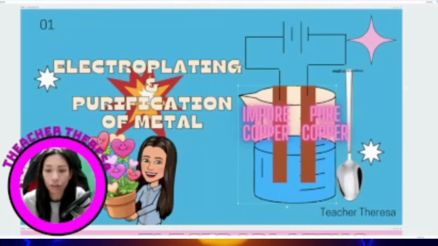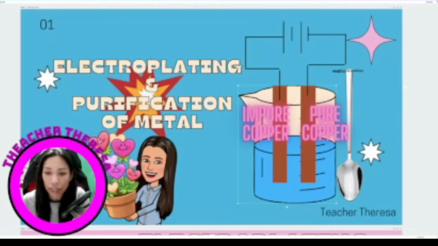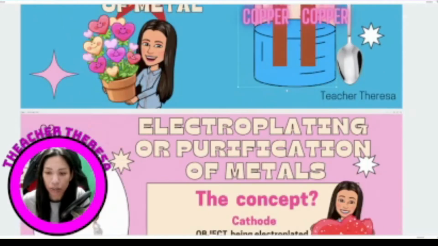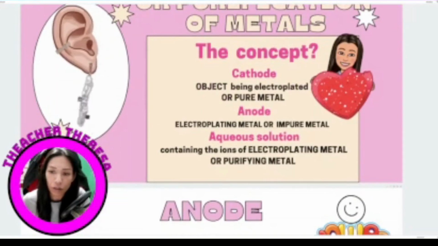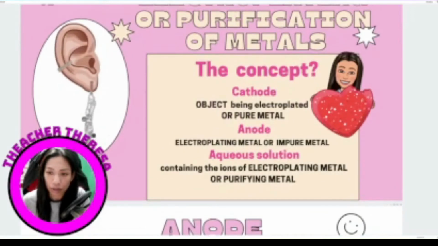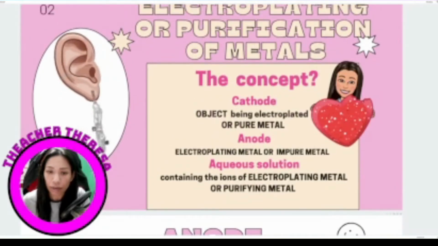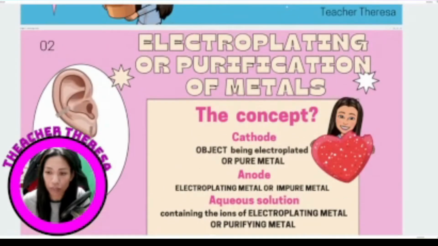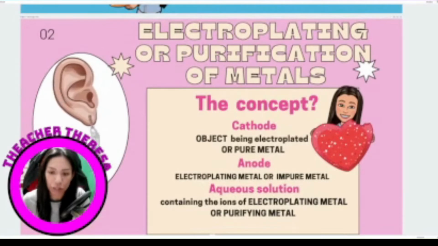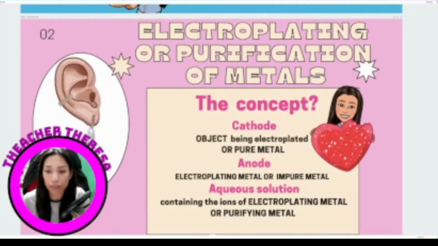Right. For the process of electroplating and purification of metal, it is very important for us to position the metal and the object carefully, either at the anode or cathode. For the process of electroplating or purification of metal, at the cathode, we position the object or the pure metal, whereas for the anode, we position the electroplating metal or the impure metal. This depends on what process is being carried out.